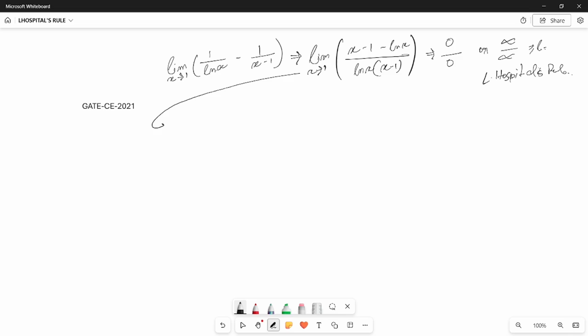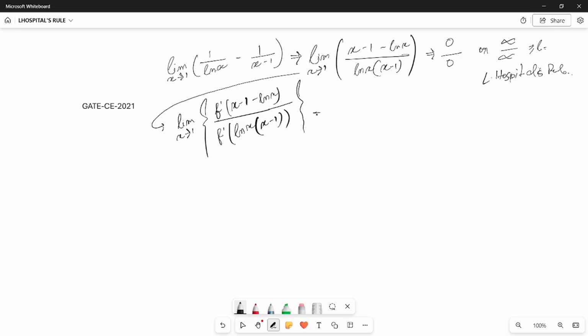From there, we get it like limit x tends to 1, keep it the same. First, f dash: d/dx of x minus 1 minus ln x, by f dash of ln x into x minus 1. It's a very simple thing. We just differentiated the upper and lower functions. From that, what will be the answer?